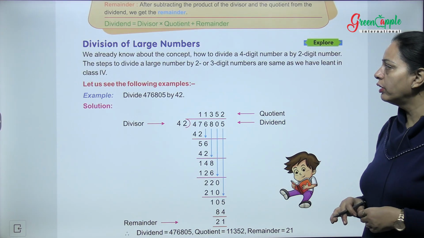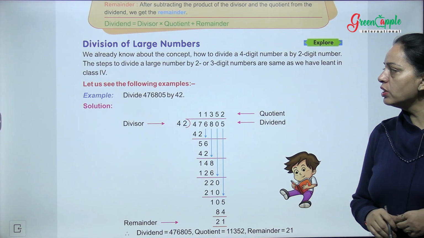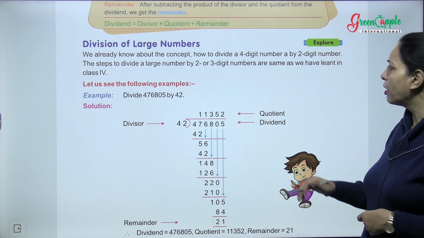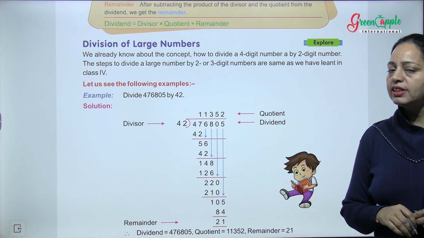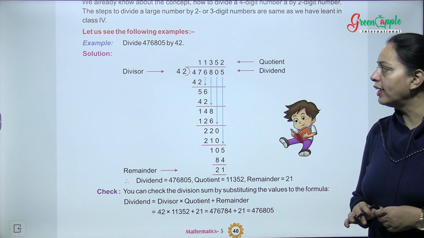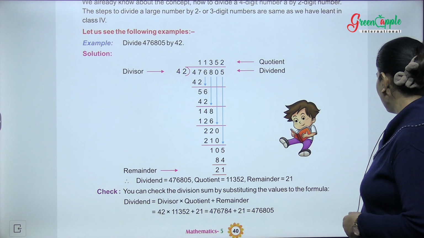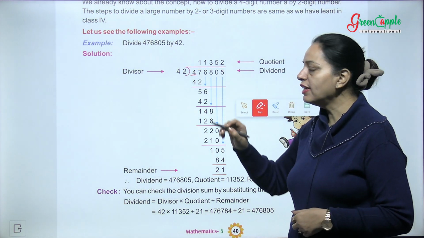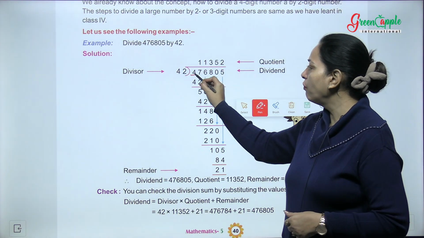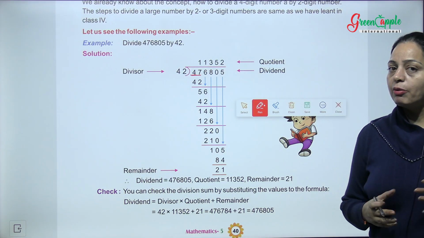So now we are talking about division of large numbers. We already know the concept of how to divide a 4-digit number by a 2-digit number. The steps to divide a large number by a 2 or 3-digit number are the same as we have learnt in class 4. So see some examples. Example 1, divide this number by 42. So here the first digit is 4. A single digit we can't take because the divisor is a 2-digit number. So start with the 2 digits, 47. So now revise the table of 42.